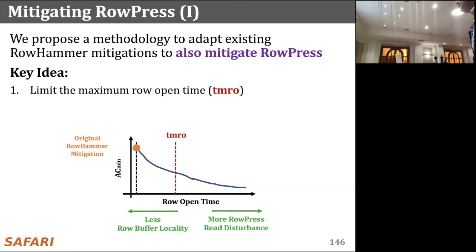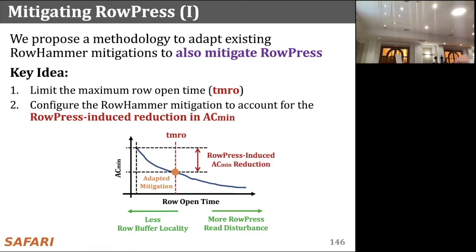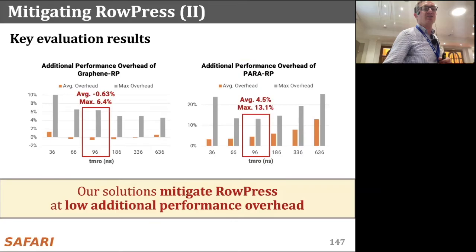Once you limit the maximum row open time, you just figure out your vulnerability, meaning figure out the threshold that you need to start taking mitigating actions based on that row open time. And you can do that by profiling the DRAM chips. And this needs to be done anyway. You just do it for a different row open time for DRAM chips. So this makes the solutions a little bit more costly.